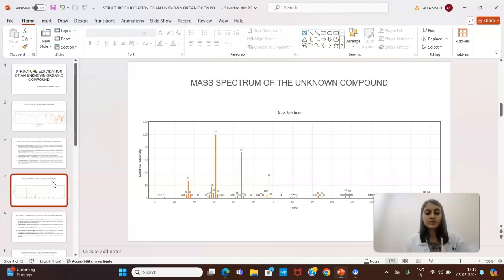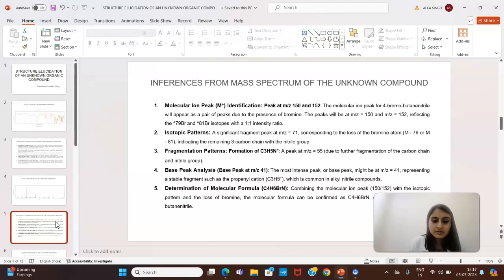Okay, in the next one, we will discuss the mass spectrum of the unknown compound. Again, as we discussed in the previous slide, we will discuss this slide as well. In this, we first check the molecular ion peak, which is the identification of the peak at mass to charge 150 to 152.